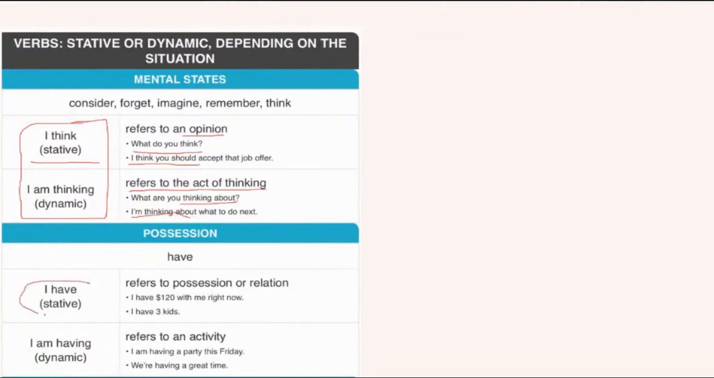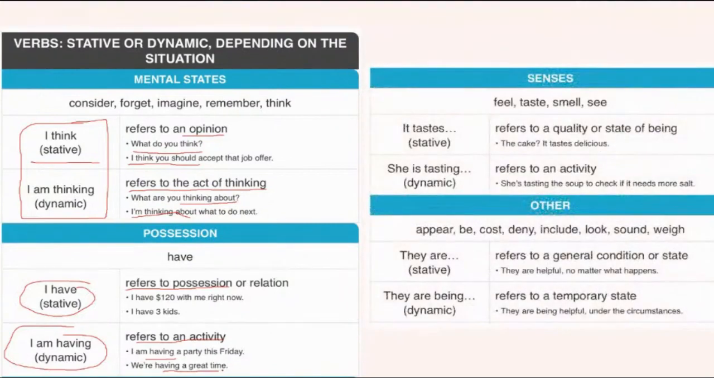We also have this with have. The stative verb refers to possession. I have a car. I have a phone. And the dynamic refers to an activity, which we saw in a previous example. I'm having a party. We're having a great time, right? Those are activities. Oh, sorry, guys. My allergies. Ooh, itchy nose. So we also have this.